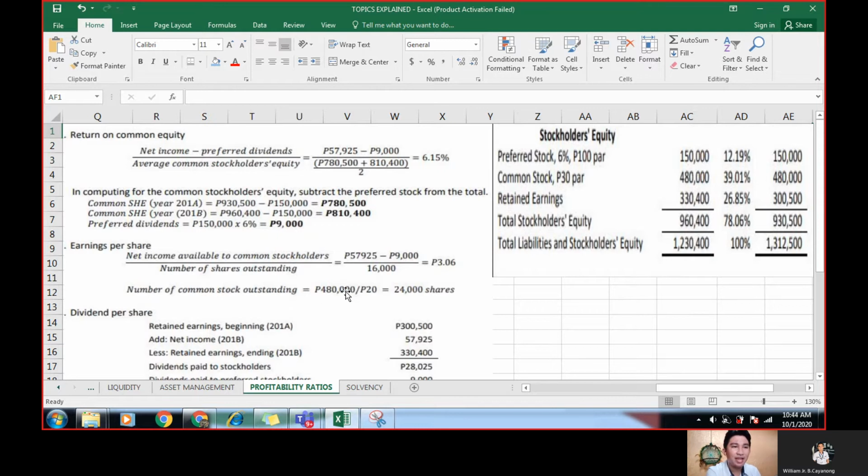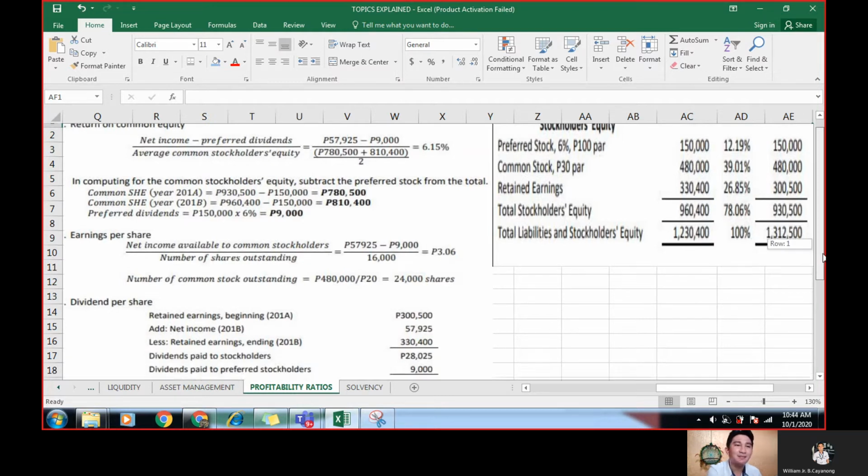So i-divide na natin 480 divide 20, hindi, 30 ito. Okay, 480 divided by 30 pesos per par. So the answer is 16,000 shares. Mali itong nasa figure na ito. This is not 24 kundi 16,000, which is correct naman doon sa formula. Yan. So 57,925 minus 9,000 over 16,000 is 3.06. Therefore, the earnings per share is 3.06. So medyo mababa talaga siya. Sa kada share, ang na-earn lang is 3.06.